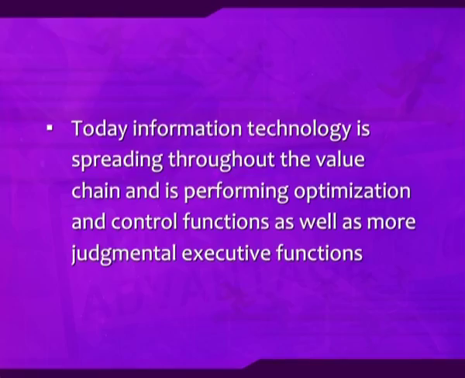Initially, companies used information technology mainly for accounting or record keeping functions. In these applications, the computers automated repetitive clerical functions such as order processing. Today, information technology is spreading throughout the value chain. We all know what a value chain is. It is the whole series of activities that create and build value at every step, and it is performing optimization and control functions as well as more judgmental executive functions. General Electric, for instance, uses a database that includes the accumulated experience and knowledge for its appliance service engineers to provide support to customers by phone.